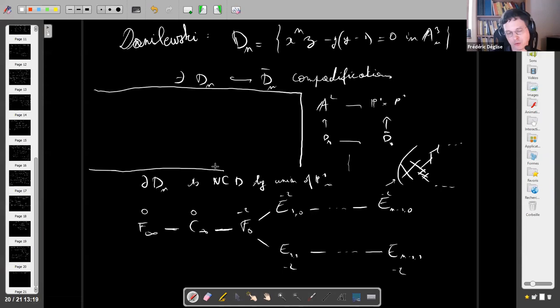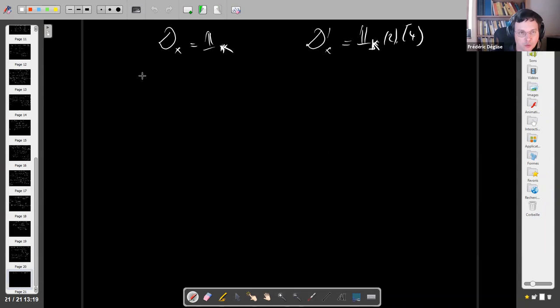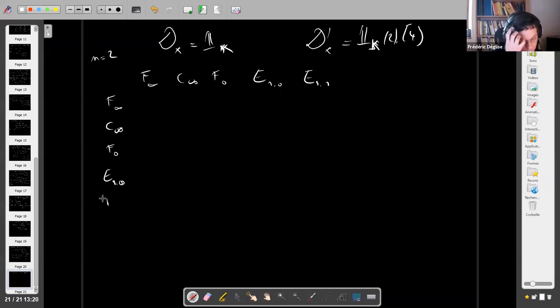So I want to compute the intersection matrix. So I put F infinity, I put all the components F0. Maybe I'll do only the case N equal to F0. And I have E10, E11 here, F infinity, C infinity. You see that I have chosen an order to do the computation. E11, E10, sorry. E11, yes.